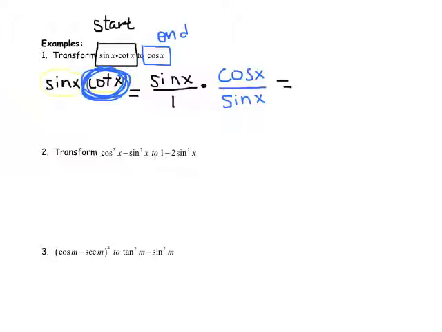Well, at this point, you can see that you're basically done, because what we have is a sine on top and a sine on bottom. Anything on top that's also on bottom, when it's getting multiplied, cancels, and we end up with just cosine x, which is where we wanted to end.